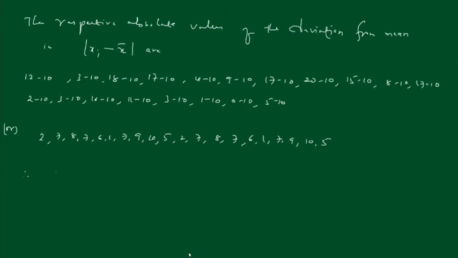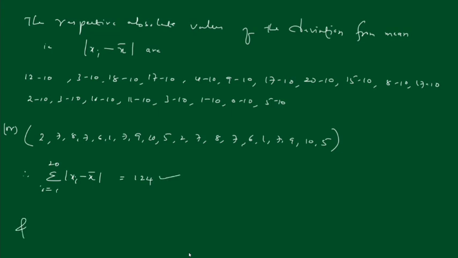Therefore summation i equals 1 to 20 mod xi minus x bar, which is equal to what? 124. If we add all these, what do we get? The sum of all these values is 124.